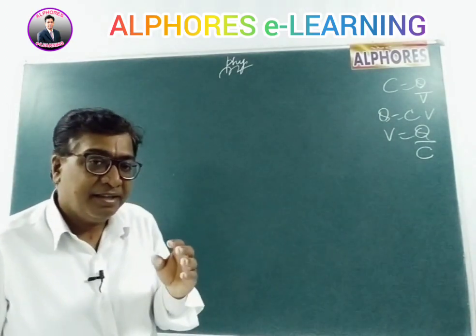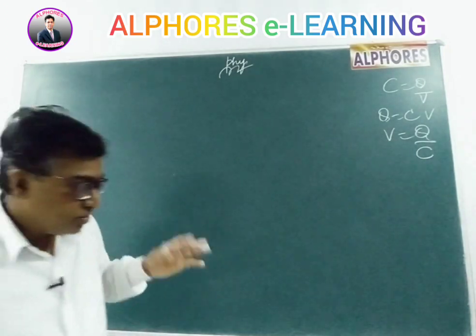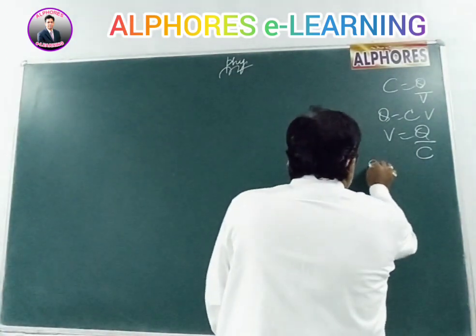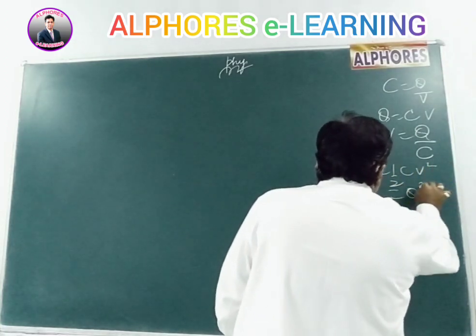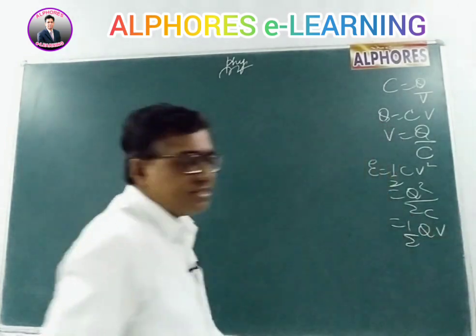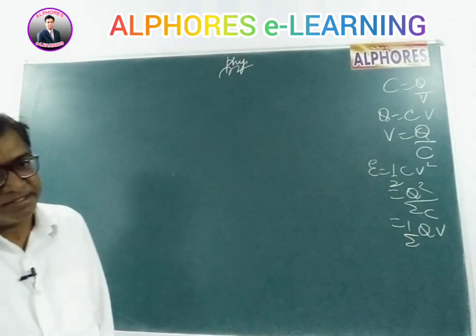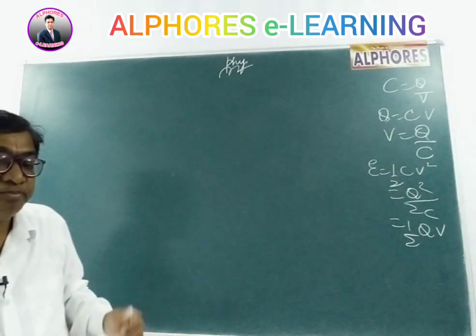Later, the most important thing regarding a capacitor is the energy stored in it. The energy stored in a capacitor is half CV square, or Q square by 2C, or half QV. This is the energy stored in a capacitor.